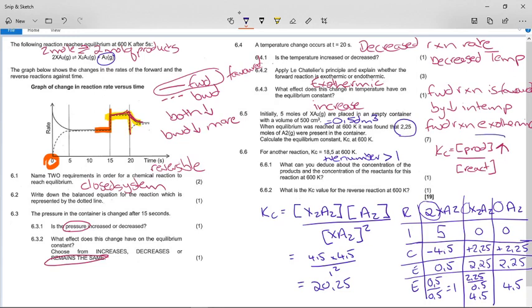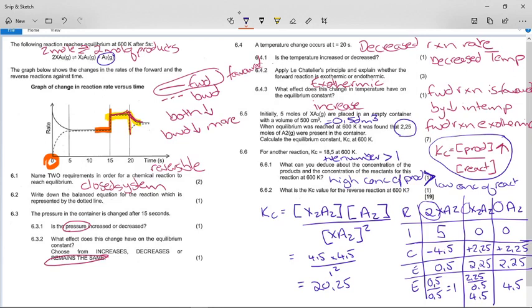Remember, Kc is products over reactants. It's a fraction. So if the fraction is bigger than 1, then there has to be a high concentration of products and a low concentration of reactants. So you can put concentration of products is greater than concentration of reactants, with a little greater than and less than sign.